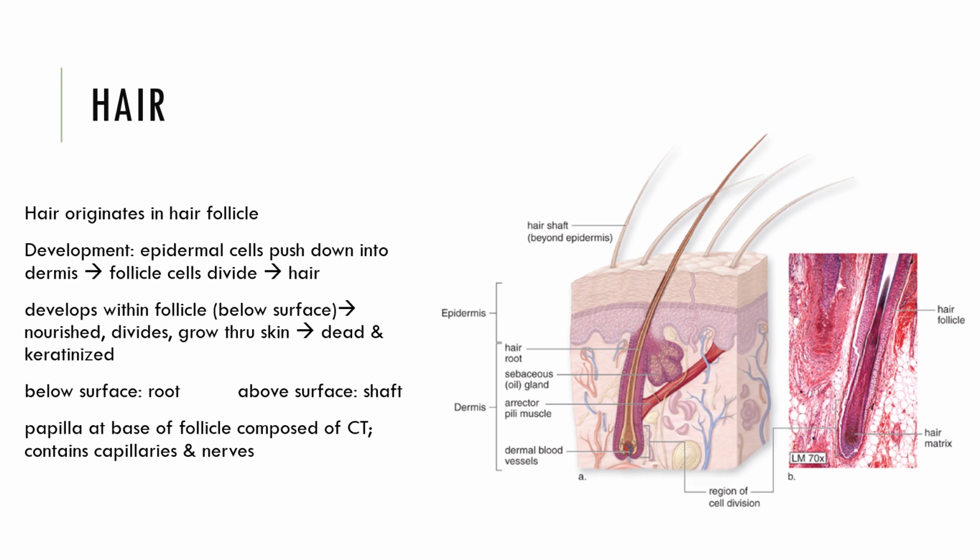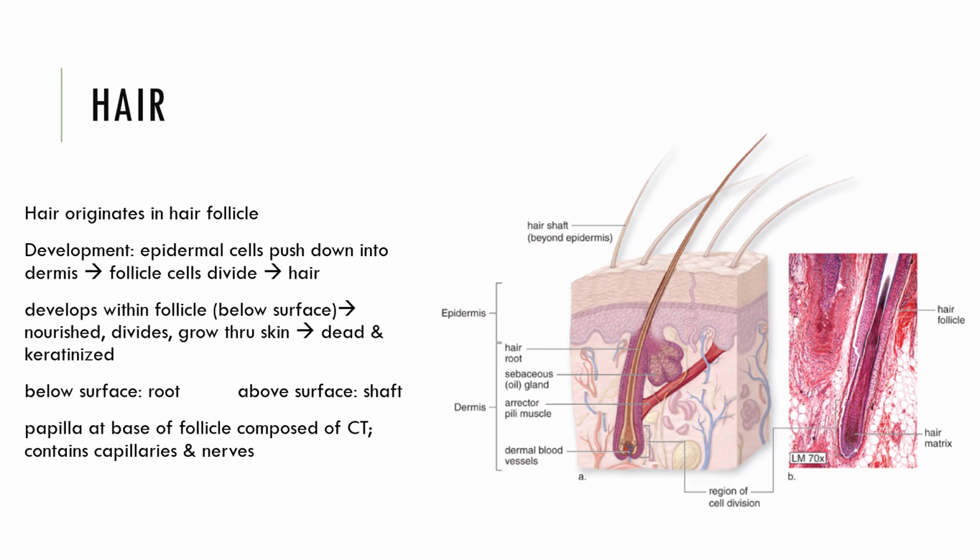If we look at our little flow here, we have epidermal cells push down into the dermis, follicle cells divide, hair develops within the follicle below the surface. It is nourished, it divides, it grows through the skin surface. Once it grows through the skin surface, it's keratinized and it is dead.